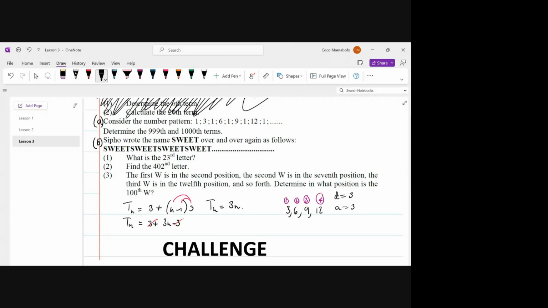Now I know that I'm looking for T1000, so I can just look for T500 instead, and it will give me the correct answer, which is 1,500. How many of us managed? Did we get it? Yes, 1,500. Well done. Lovely stuff.